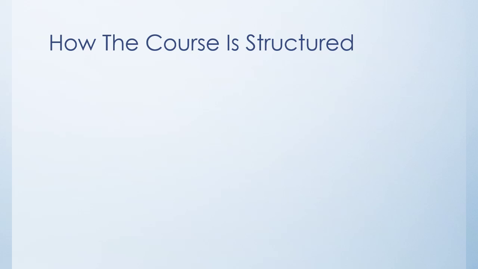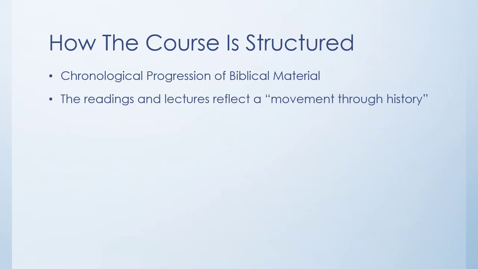First, let's begin with how the course is structured. This is going to be a chronological progression of biblical material. The readings and the lectures will reflect a movement through history, starting at the beginning of what the biblical text gives us, moving through the most recent events that it records. This is not a classic book-by-book study. We won't be going through every single book in the order that it's listed in the canon. Sometimes certain books will be integrated into each other because some of the historical material overlaps.